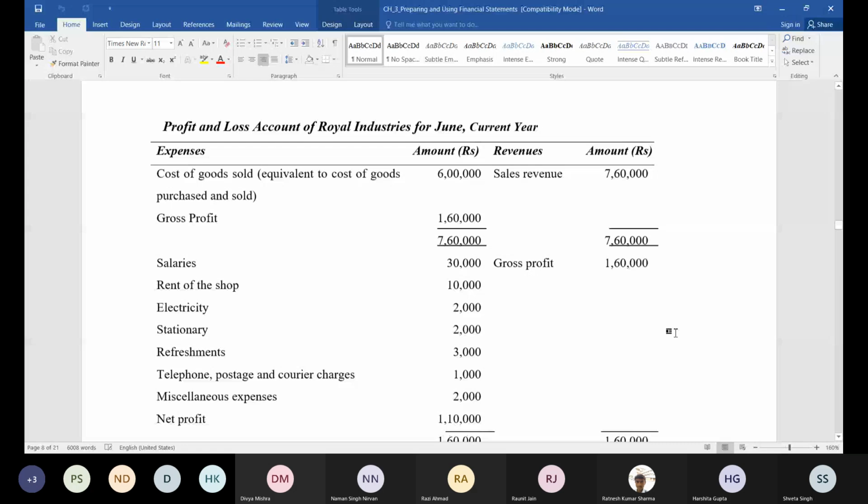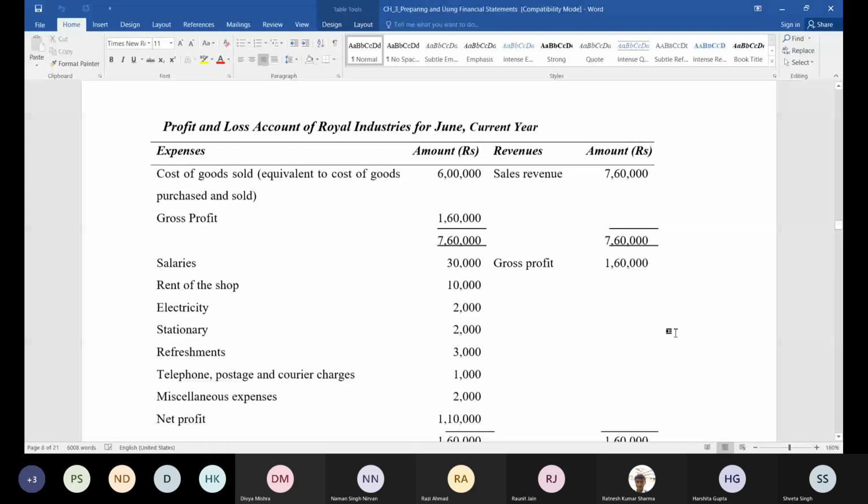Anyway, we'll go through more examples, so it will be clear. From the foregoing, it is apparent that the P&L account provides a candid and condensed summary of all revenues and expenses of the firm for a specified period at one place.